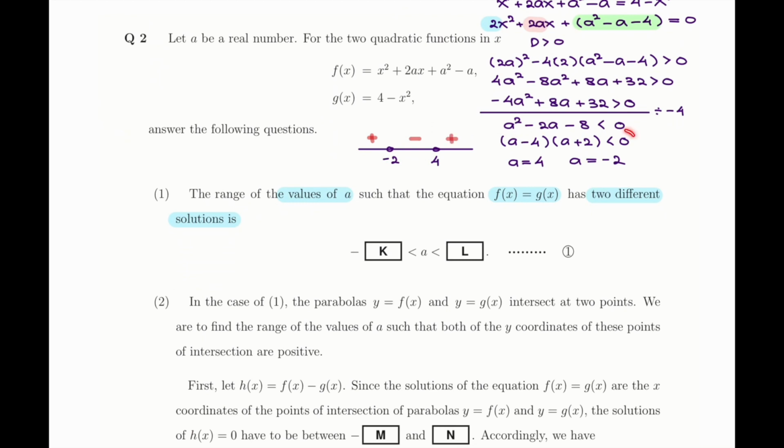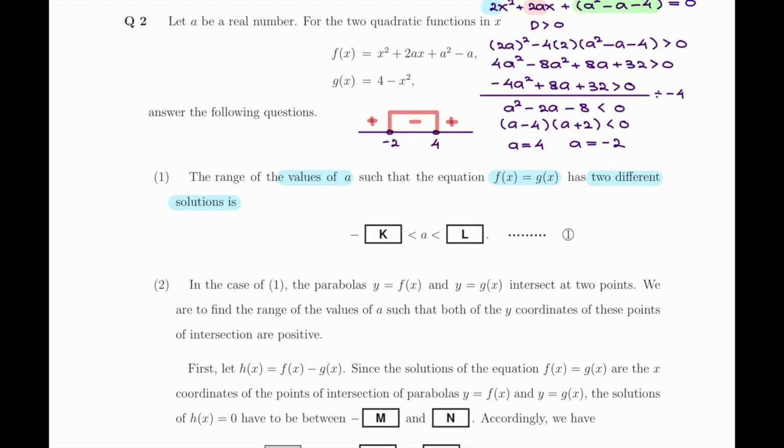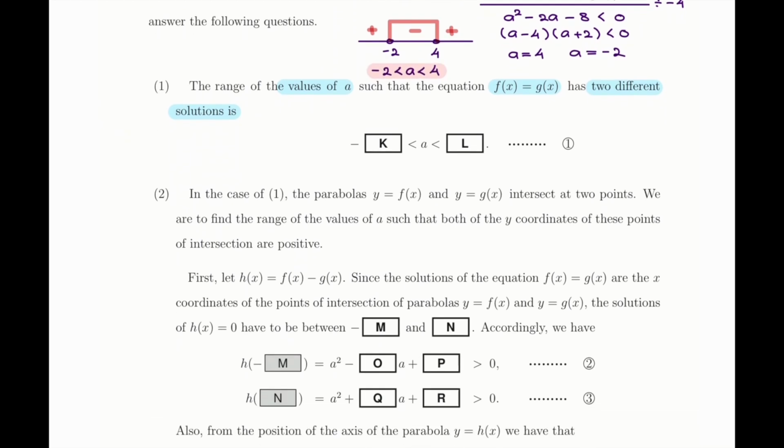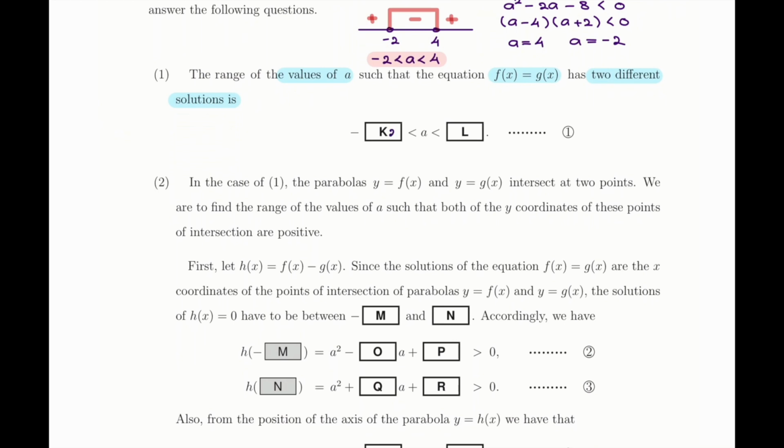Since we want to find the region which is less than 0, my solution is this one, which is negative 2 less than a less than 4. So for K and L, my answer is K equals 2 and then L equals 4. This is the first question.